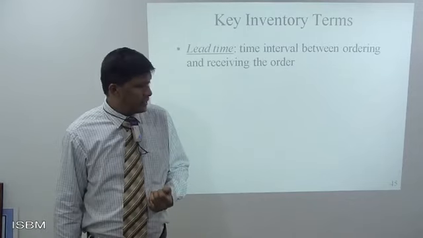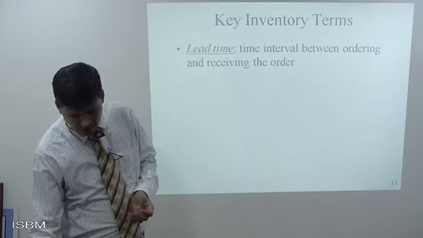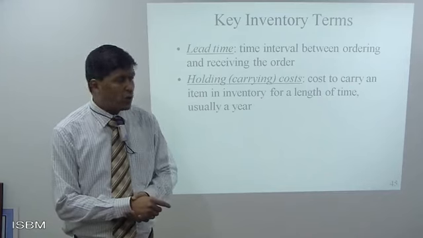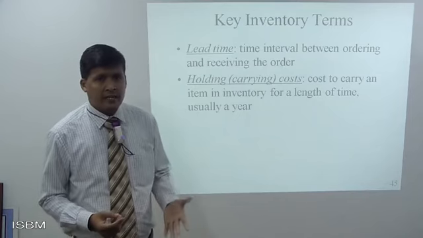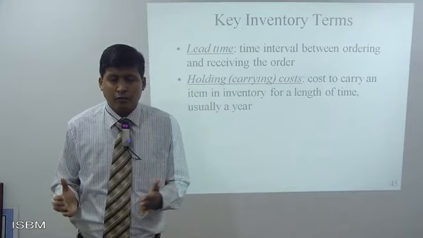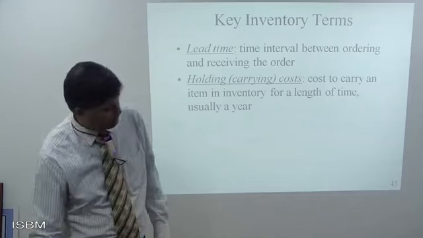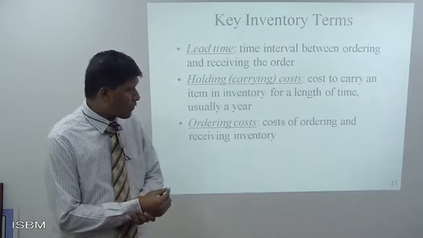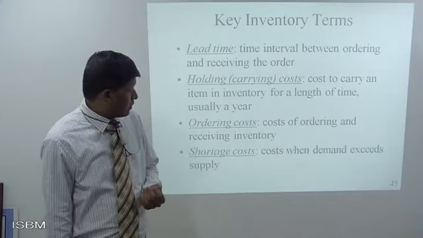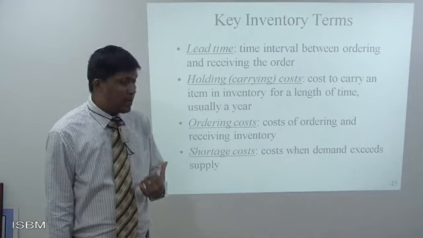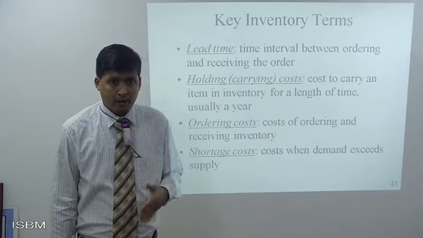Lead time. Lead time is the time interval between ordering and receiving the order. Holding cost, we have mentioned, is the cost to carry an item in inventory for a length of time, usually a year. So holding cost is how much cost is incurred to keep the stock in place in the right state. Ordering cost is the cost of ordering and receiving inventory. So what kind of cost is involved in ordering? The shortage cost is the cost when demand exceeds supply. So where demand is bigger than the supply, what is the shortage cost?